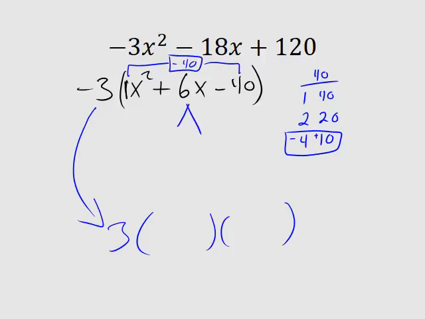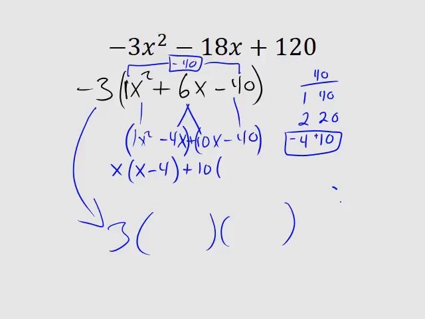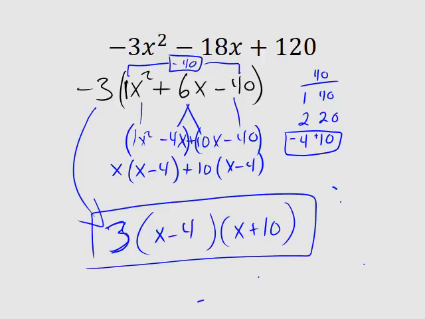I'm going to split my middle term into negative 4x and positive 10x. And so I'm bringing down my 1x squared. I'm bringing down my minus 40. And I've got this group, which has a common factor of x, leaves me x minus 4. I have this group, which has a common factor of 10, which leaves me x minus 4. And so I know that I have x minus 4, and it's been multiplied by x plus 10. My 3 is out front, my common factor from the beginning, and that is my factored form.